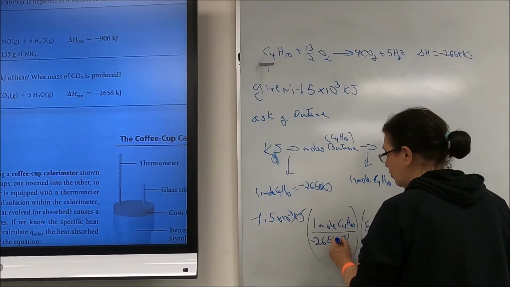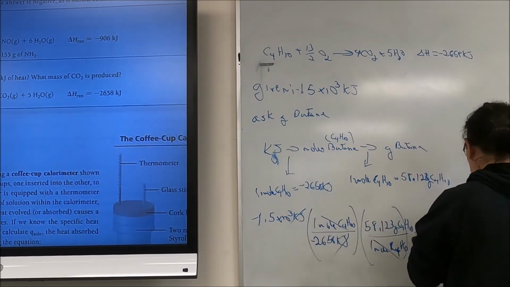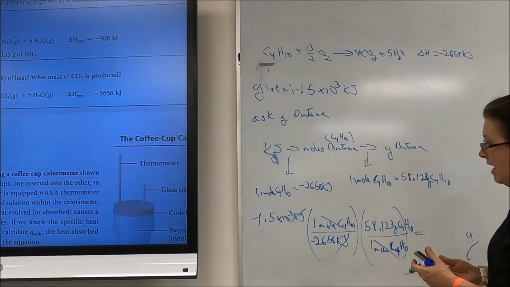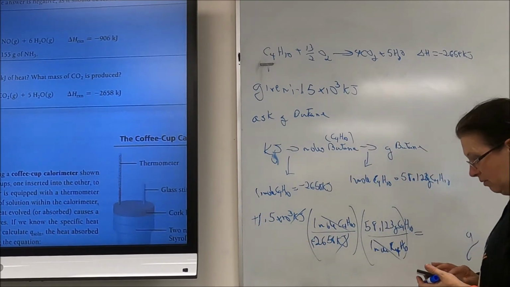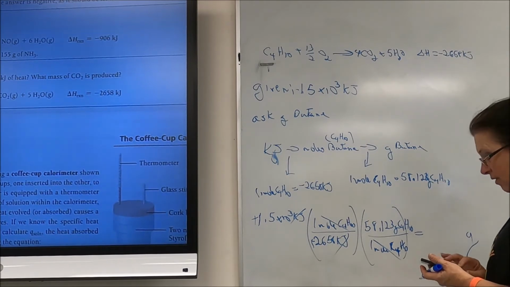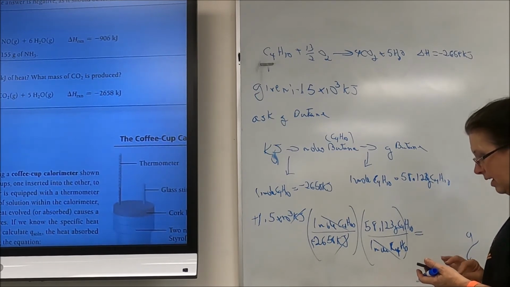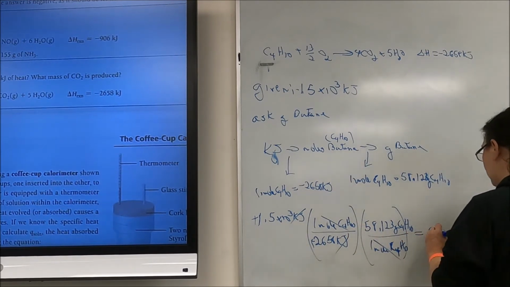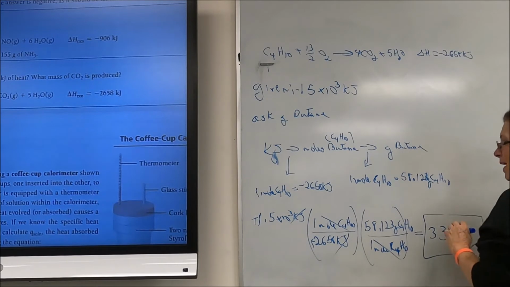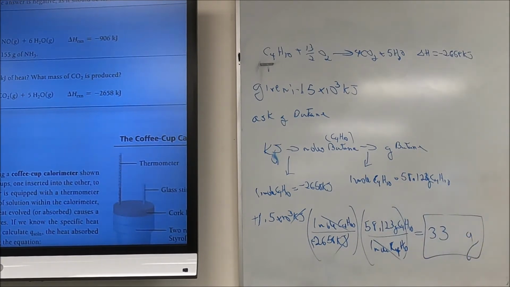Okay, so notice kilojoules and kilojoules divide out, moles and moles divide out. I'm left in units of grams. The negative and the negative here also divide out. So 1.5 EXP3 divided by 2,658 times 58.123. I should have 2 significant figures in my answer, so 33 grams. Okay, it's just your average run-of-the-mill, old, ordinary stoichiometry problem. We just use energy in it.